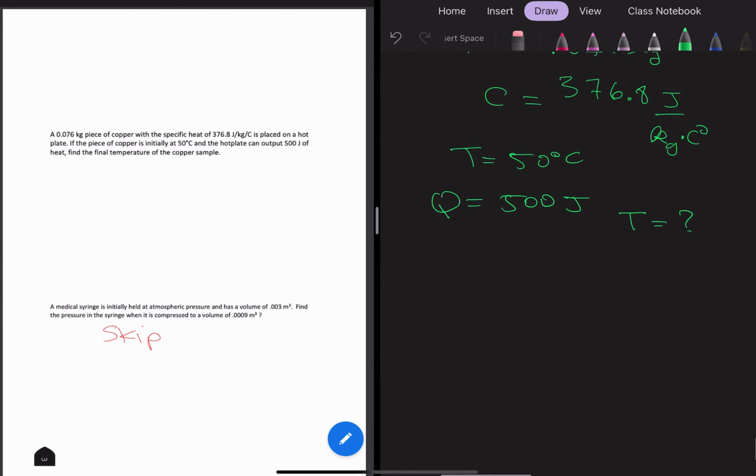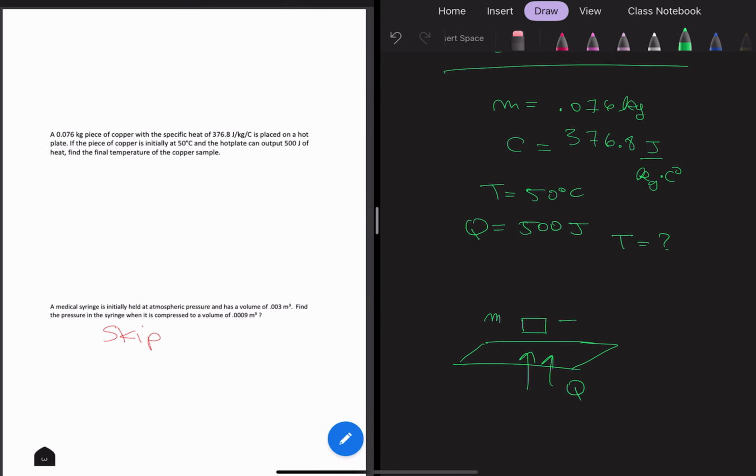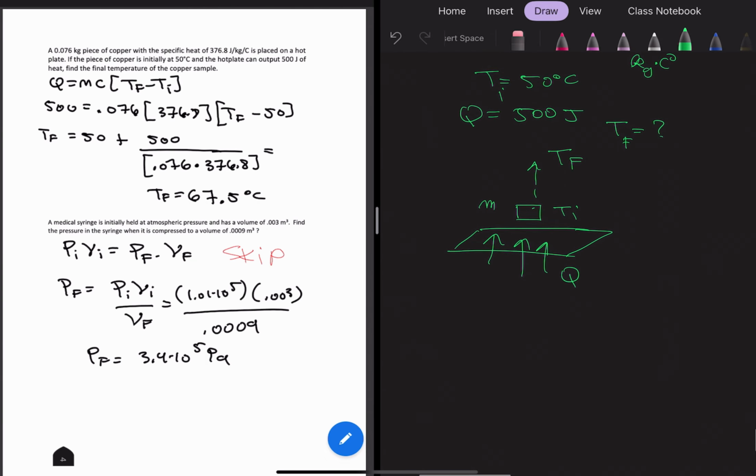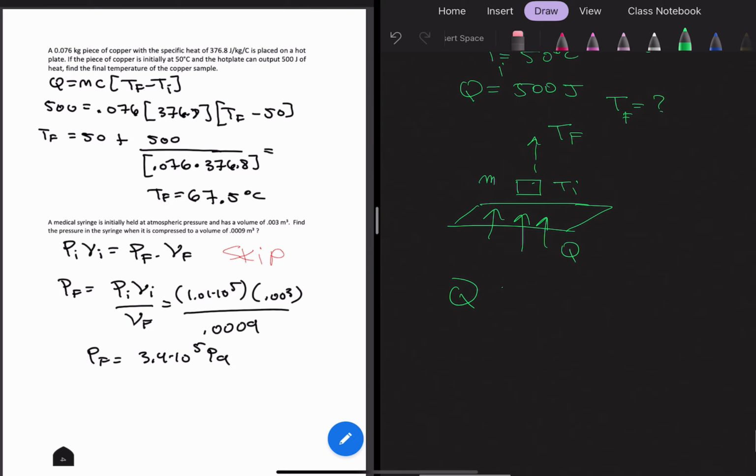So what this picture looks like is that you have a hot plate that can output a certain amount of heat, Q, and onto that hot plate you place a piece of copper with a mass MC, and the copper starts off at a temperature T initial, and the heat is going to raise it to temperature T final. So you're trying to find the final temperature of the copper, where the initial temperature of the copper is 50. So the equation for this one is the heat is going to equal the mass of the copper, times the specific heat of copper, multiplied by the final temperature of copper minus the initial temperature of the copper.